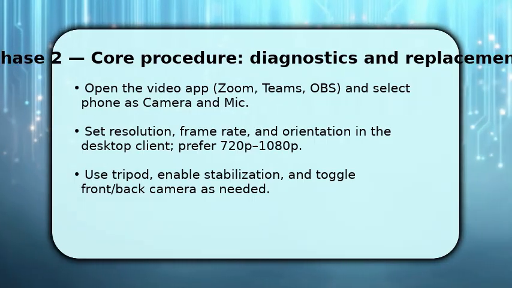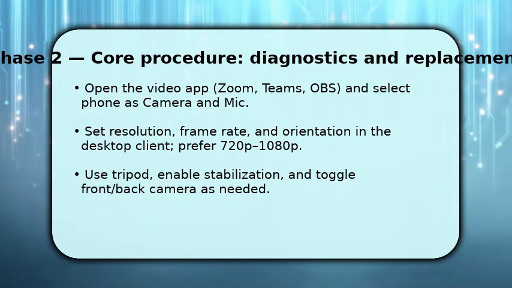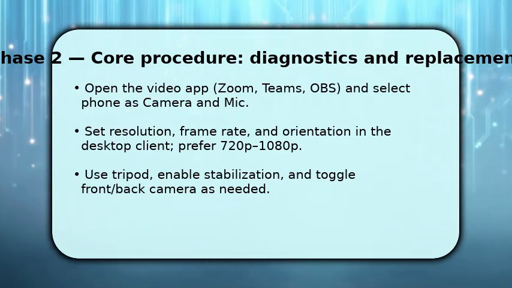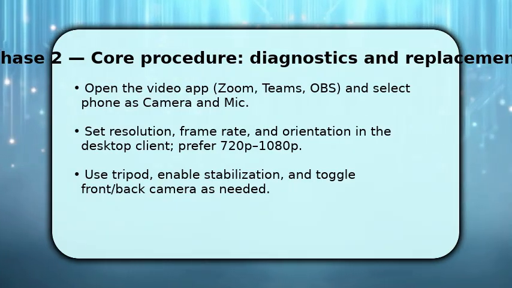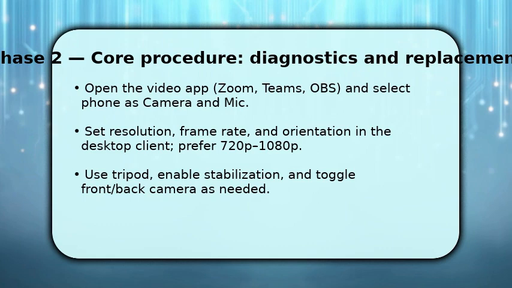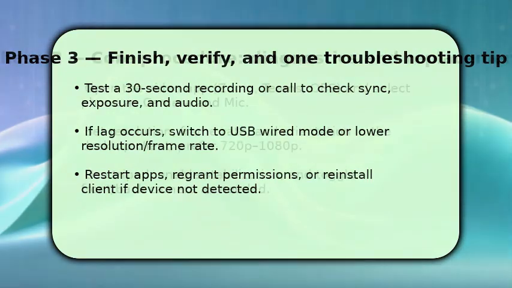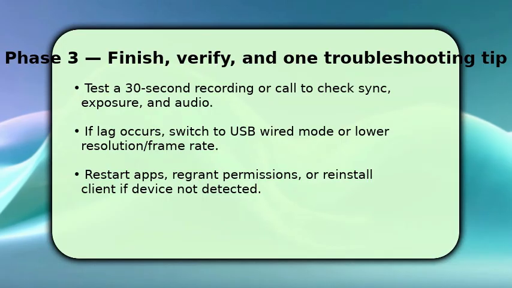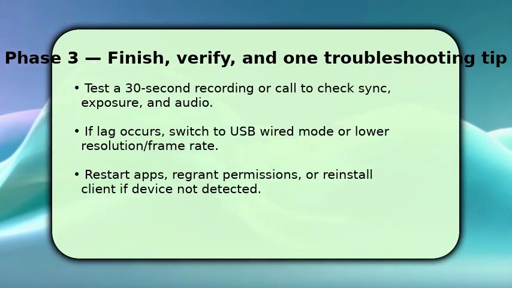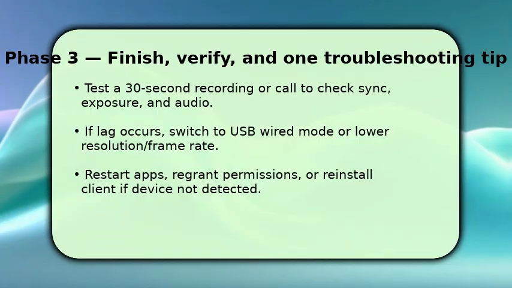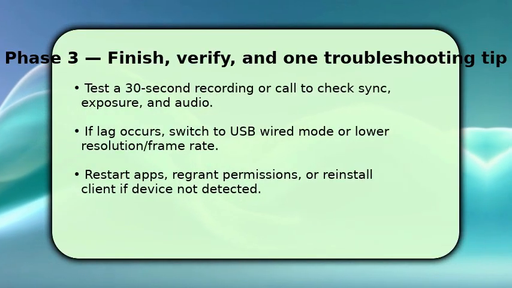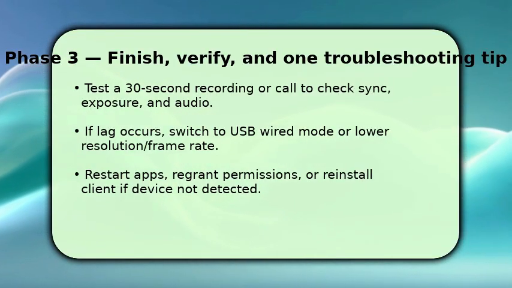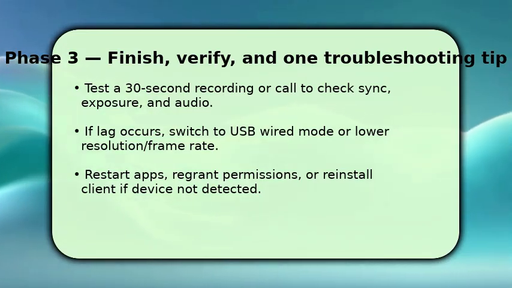If you plan to stream, also route audio. Either use the phone's mic or the Mac's input. Balance avoids echo and poor sync. To finish, run a short test call or recording and watch for audio-video sync, exposure, and any dropped frames. Adjust settings accordingly. If you see lag or stuttering, switch to a USB wired connection and reduce resolution or frame rate. This often fixes bandwidth and CPU constraints.